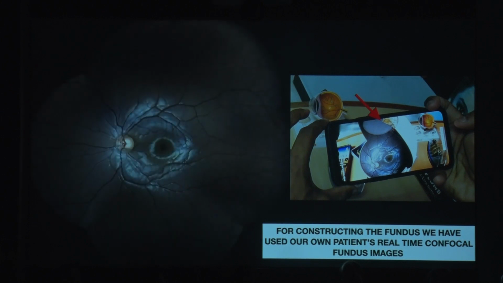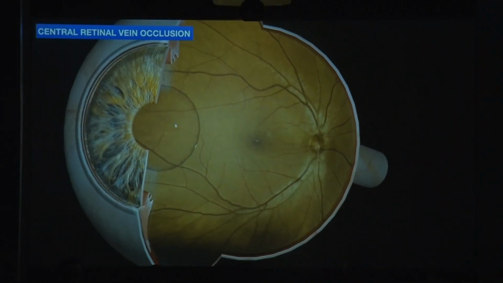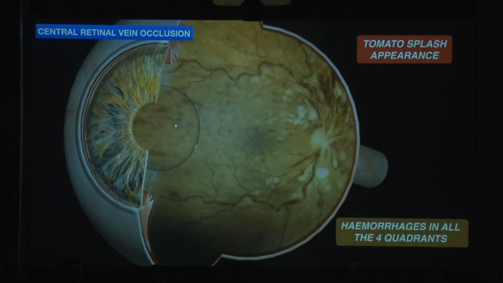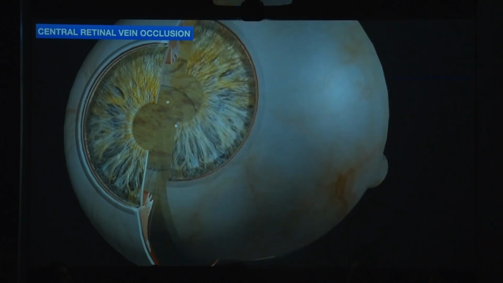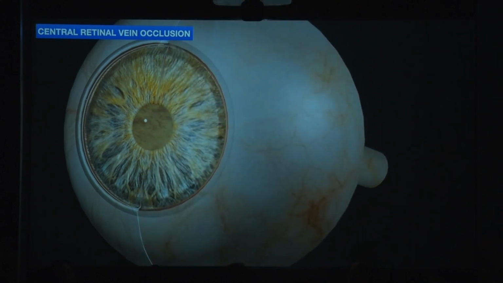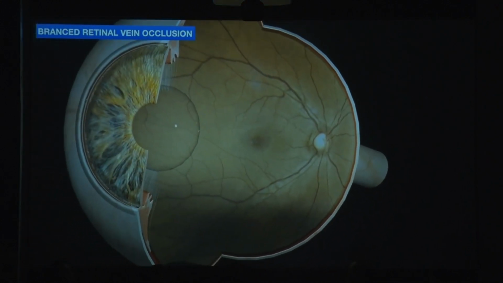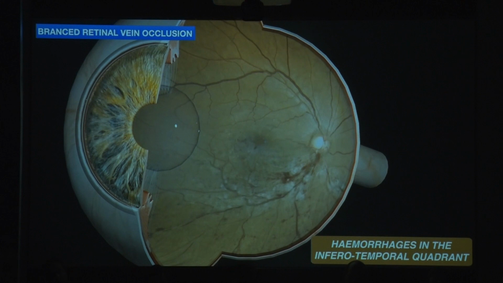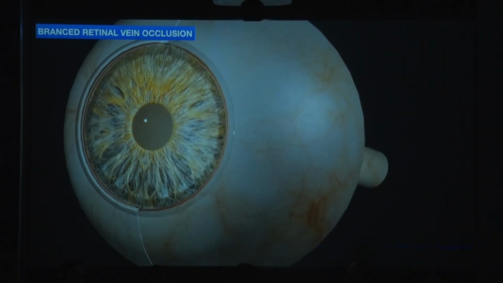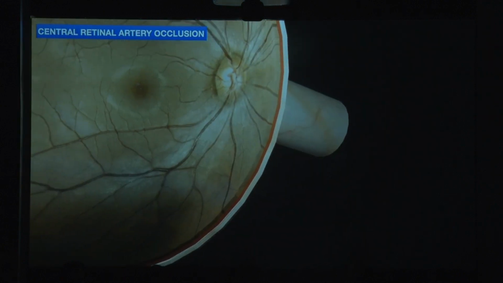Similarly, for constructing the fundus, we have used our own patient's real-time confocal fundus images. Pathological fundi images are also used in the AR model, such as central retinal vein occlusion, branch retinal vein occlusion, and central retinal artery occlusion.